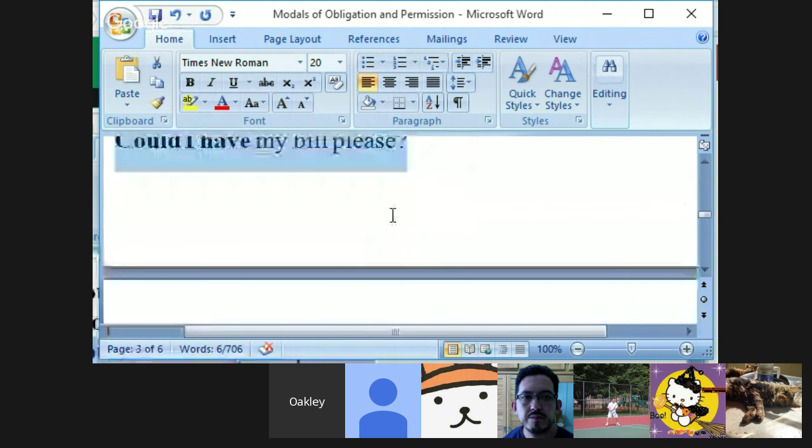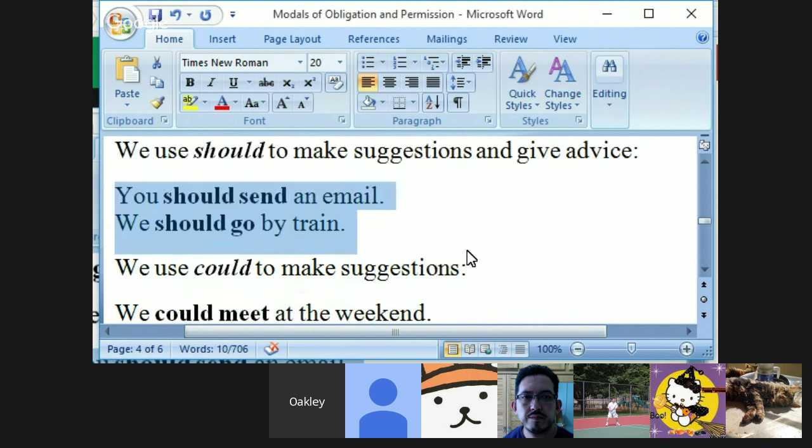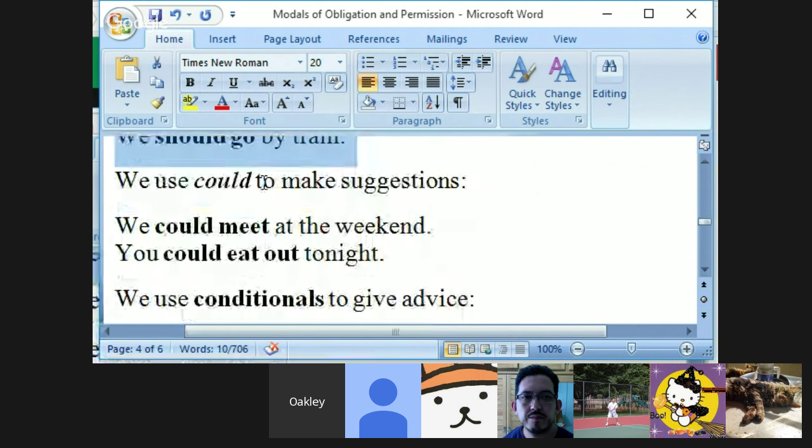Okay, instructions and requests. Suggestions and advice. This is where our modal should comes into play. You should send an email. We should go by train. It is very common to use should to give advice or to make suggestions. We can use could.